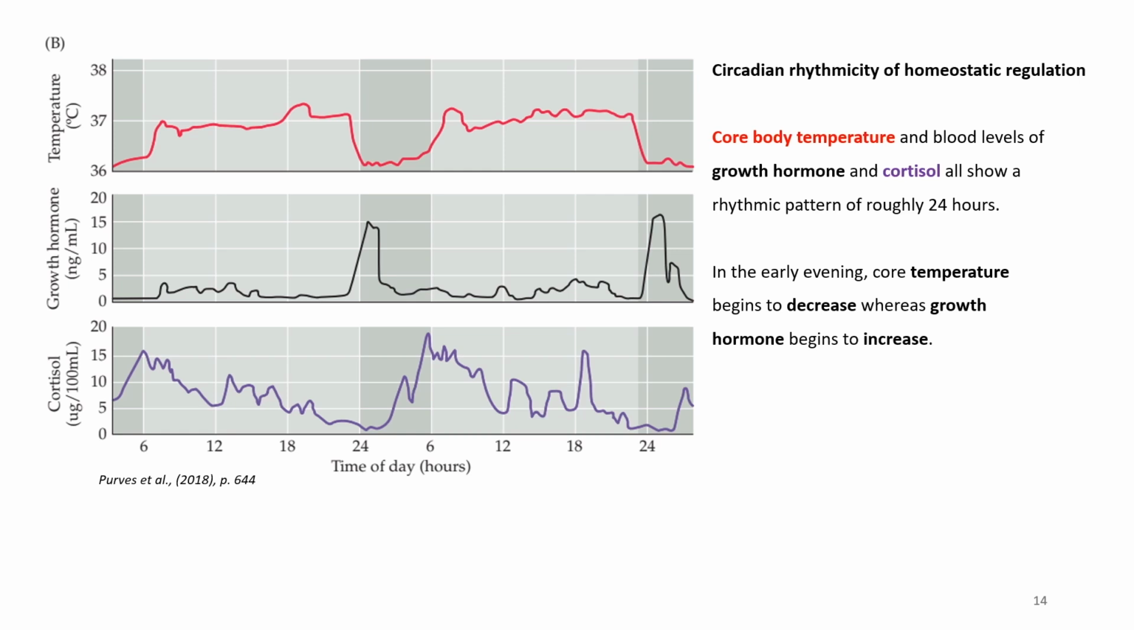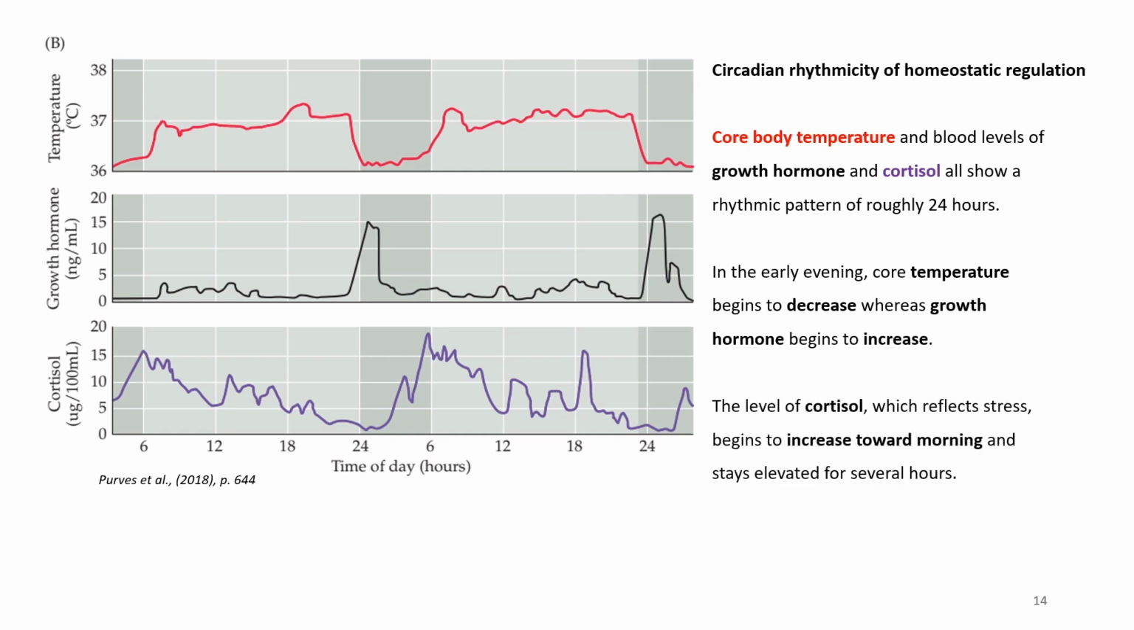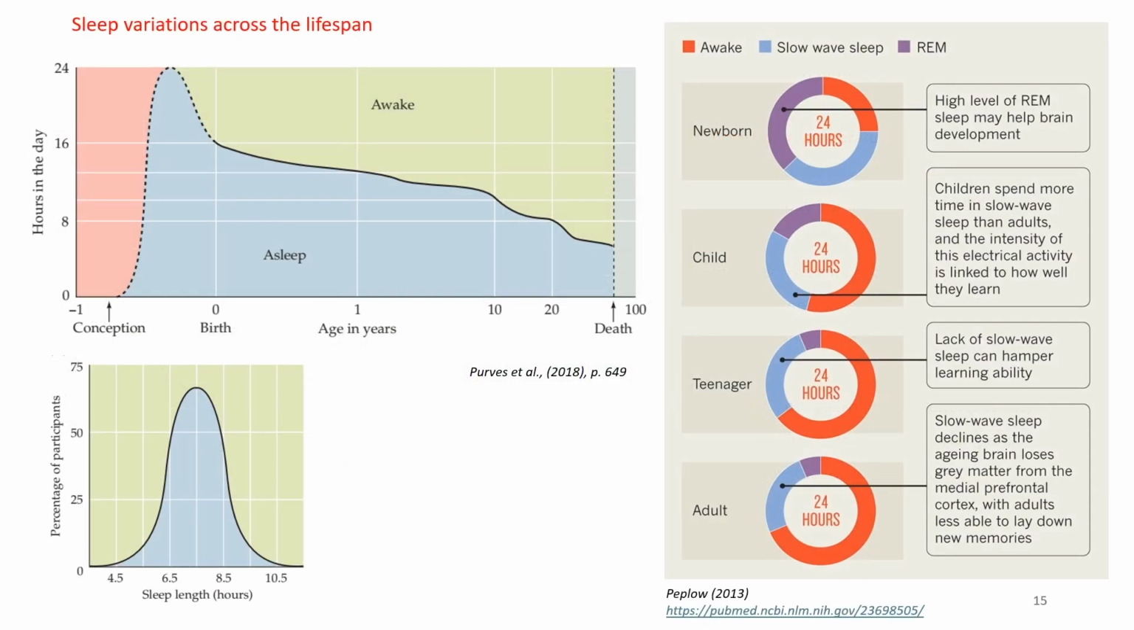Specifically, we observe that in the early evening, our body temperature begins to decrease, but growth hormone begins to increase. The level of cortisol, which is the stress hormone, begins to increase towards the morning and remains elevated for a few hours.